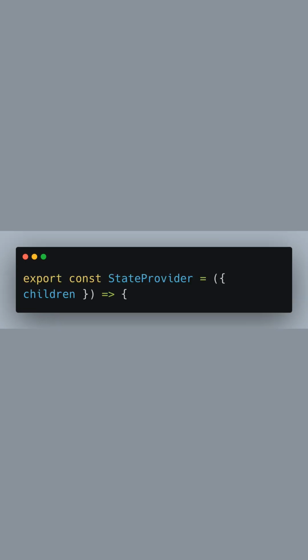Now, we begin defining our state provider component. This component wraps around the part of our application where we need the state to be accessible. Inside the state provider, we use the useReducer hook, passing in our stateReducer function and the initial state. The useReducer hook returns the current state and a dispatch function that we'll use to send actions to our reducer.